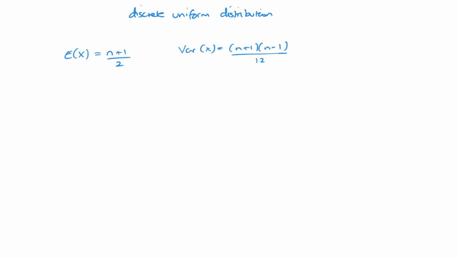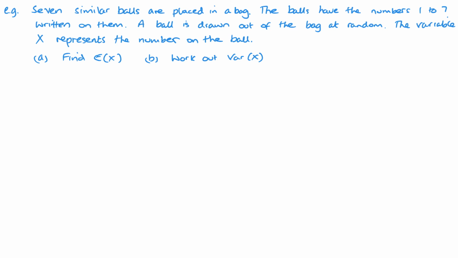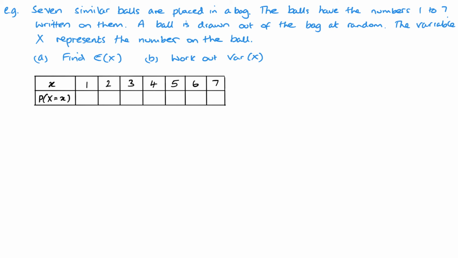So let's look at a quick example. In this example we have 7 similar balls placed in a bag, with numbers 1 to 7 written on them, and a ball is drawn out at random. Now, since these balls are the same and they're in a bag, the probability will be the same. It'll be 1/7 for each of them.